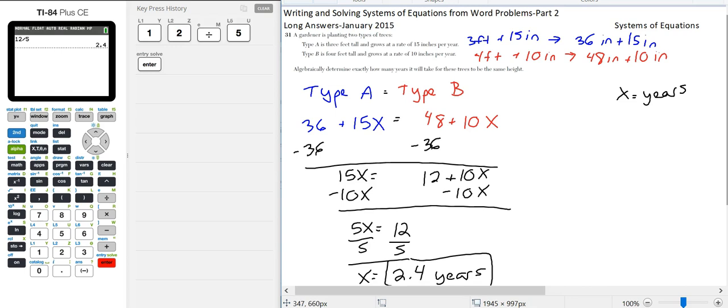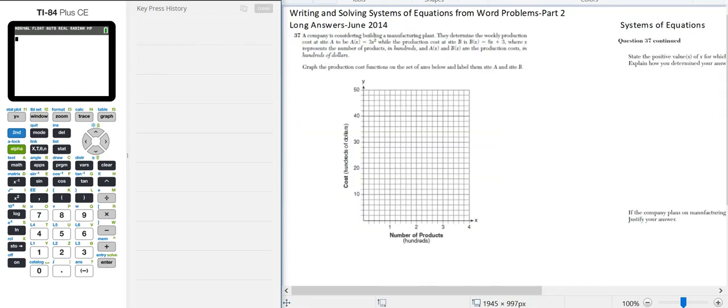Let's look at another example. This is question number 37 from the June 2014 Algebra 1 Regents. A company is considering building a manufacturing plant. They determine the weekly production cost at site A to be A of x is equal to 3x squared, while the production cost at site B is B of x is equal to 8x plus 3, where x represents the number of products in hundreds and A of x and B of x are the production costs in hundreds of dollars. Graph the production cost functions on the set of axes below and label them site A and site B.